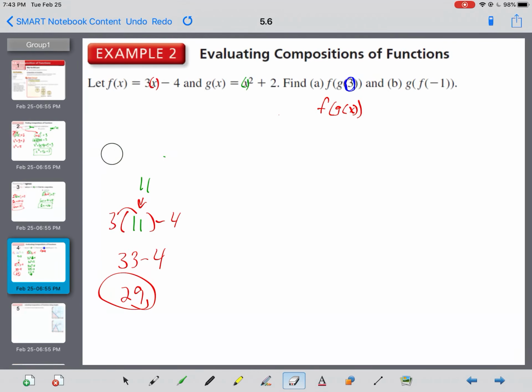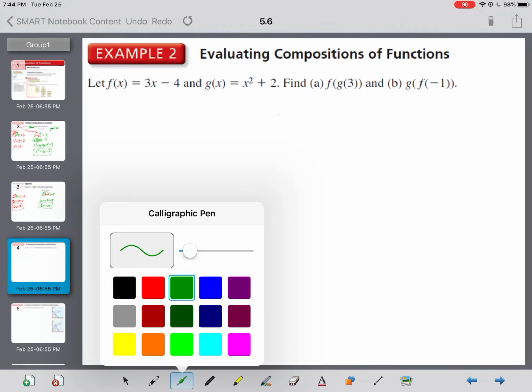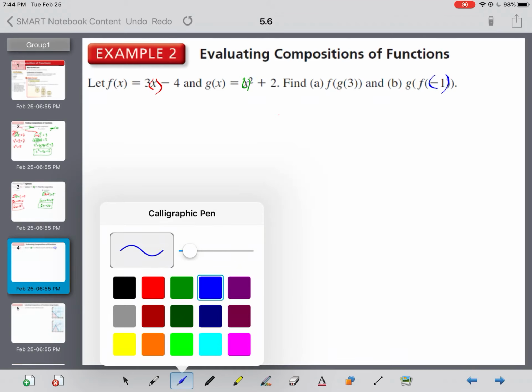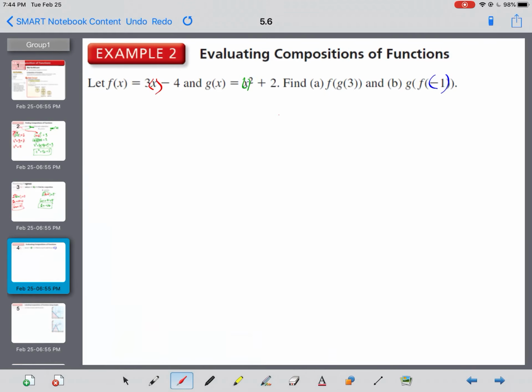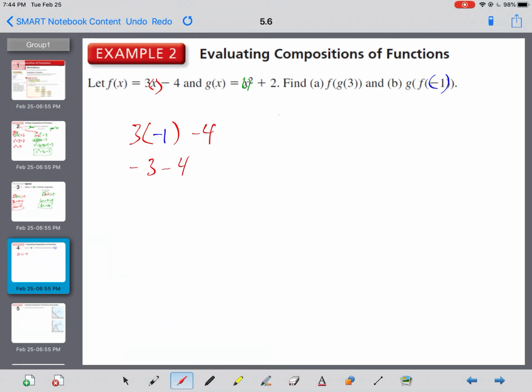Let's look at what happens when we do g of f. Either way is okay to do. If you're simplifying, you'll have to plug one into the other, but when you're solving in this manner, you can. If we color coordinate, there's my x, there's the x in g, and this is the number I'm plugging in. We're going into f first, so 3 times something minus 4, and we're going to plug in -1, and that's -3 minus 4, which is -7.